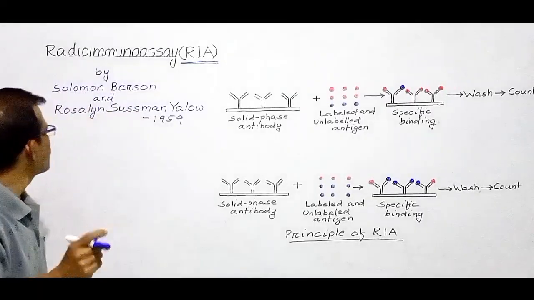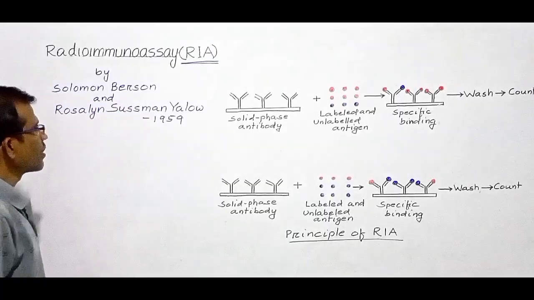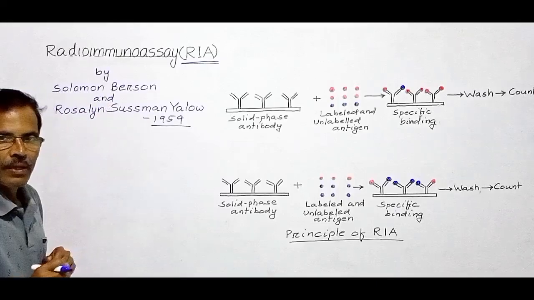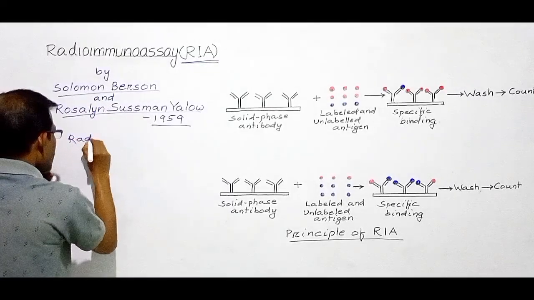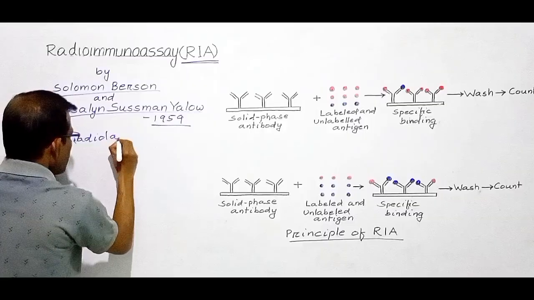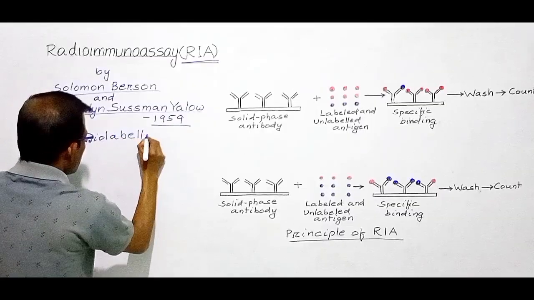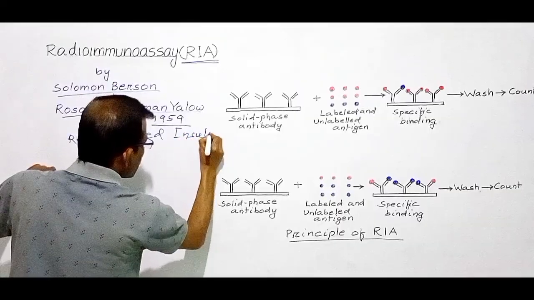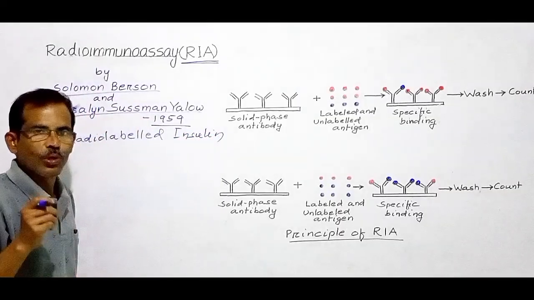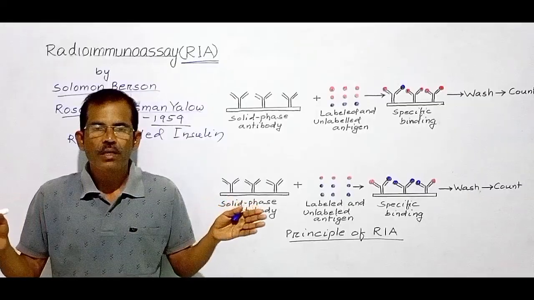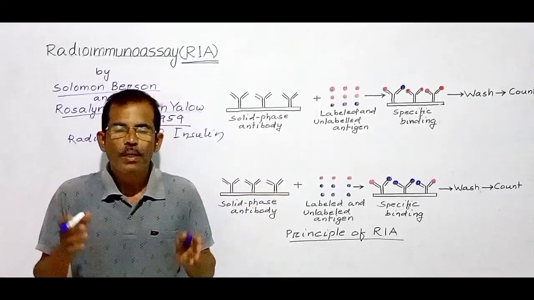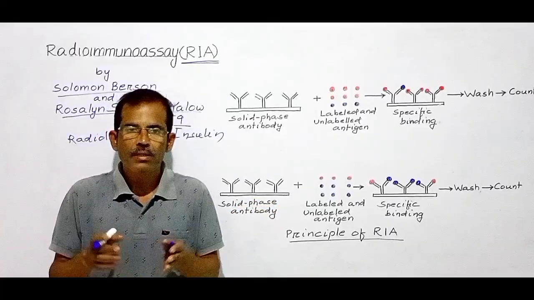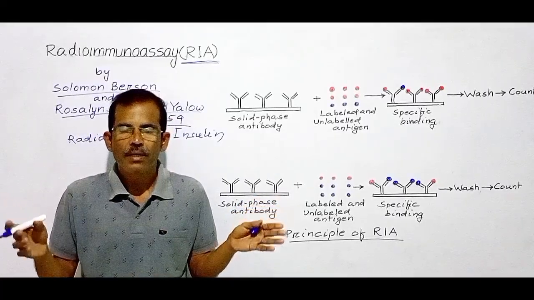RIA was developed by Solomon Berson and Rosalyn Yalow in 1959. They used radiolabeled insulin to estimate serum insulin. Since the initial description of the assay, many technical variations have been developed to make the method more rapid and reliable.